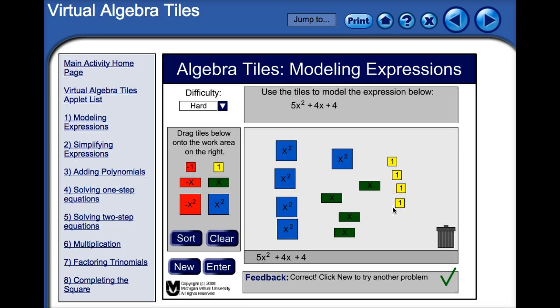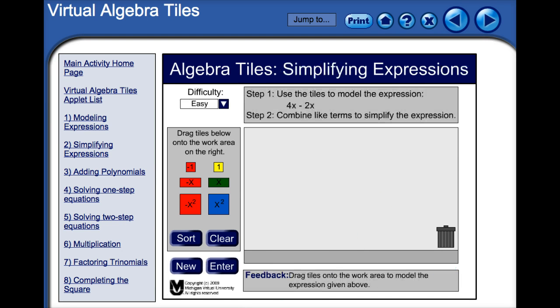Let's now go to something a bit more complicated, where we are simplifying polynomial expressions. So here I am on a different page. You can see down the left hand side we've got modeling expressions, which is what we just did, and now we're going to do simplifying expressions, and then we're going to do adding polynomials next. Again, right now I'm on the easy section, so I want to model 4x minus 2x. I take my 4 positive x's and drag them across, that's my 4x, and then minus 2x, so I've got 2 of these negative x's.